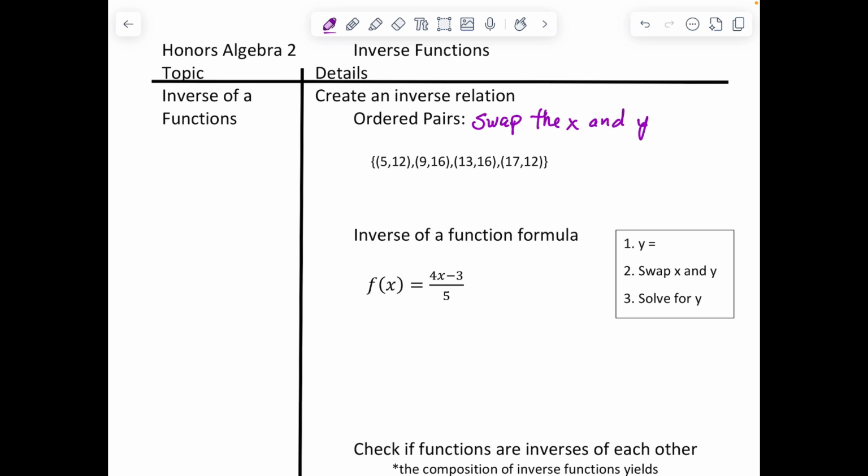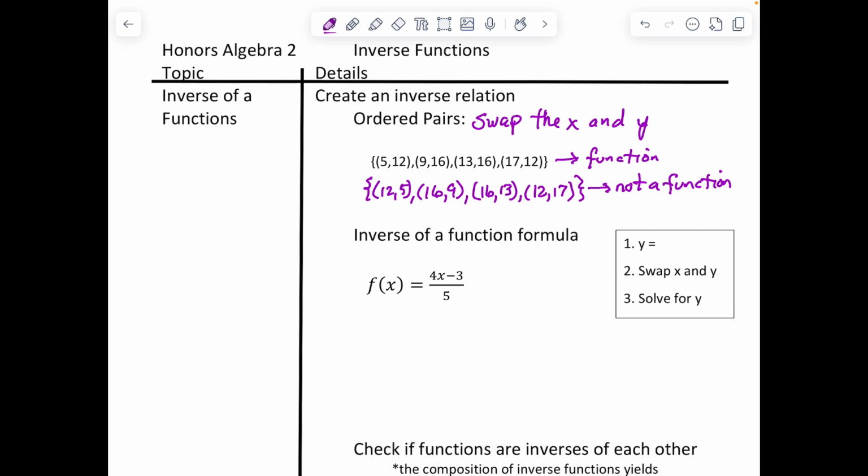For each ordered pair, so for this first example here, notice that this one is a function because none of the x values are repeated. But when we do the inverse, we take each x and y and have them swap places. That means the input from the original ordered pair now becomes the output in the new ordered pair. So the input and the output switch places. Now in this new relation, this is not a function because this 16 is a repeated x value. And because the x value repeats, it's not a function.